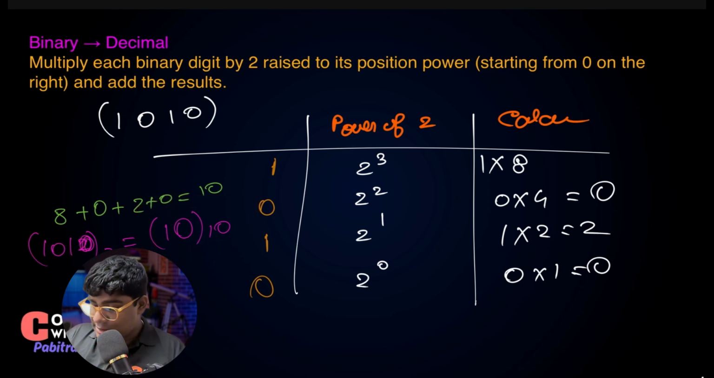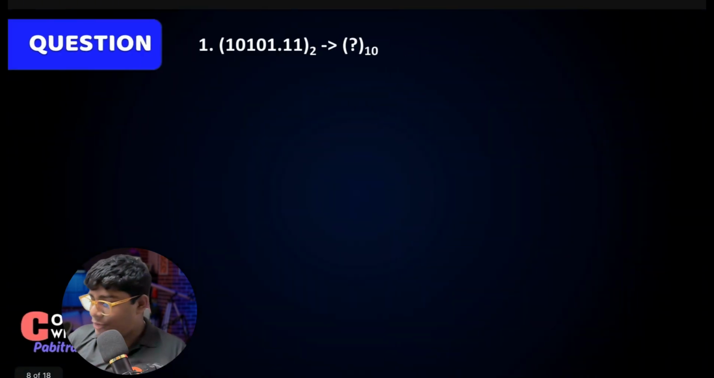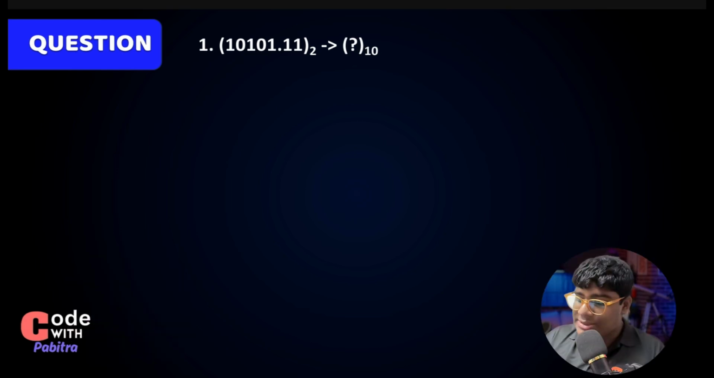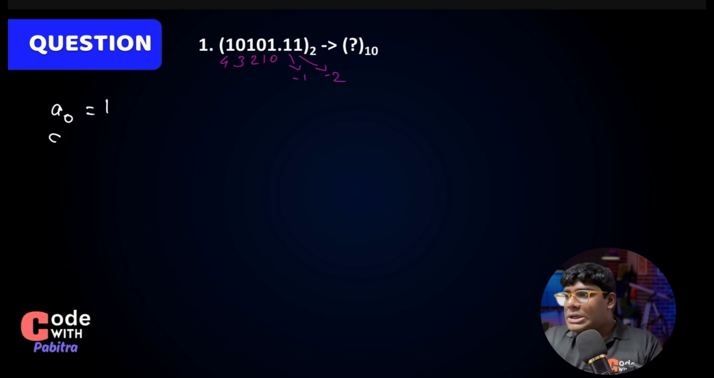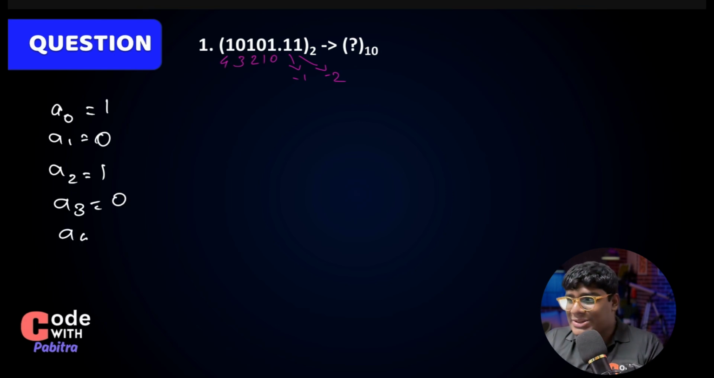Okay, so let's take one example question. If we solve this kind of question daily, we'll get to know the beauty of this number system. So let's calculate. Let's take this as the 0 index, 1, 2, 3, 4, and this has minus 1 and this has minus 2. Now a of 0 equal to 1, a of 1 equal to 0, a of 2 equal to 1, a of 3 equal to 0, a of 4 equal to 1, and a of minus 1 equal to 1, a of minus 2 equal to also 1.